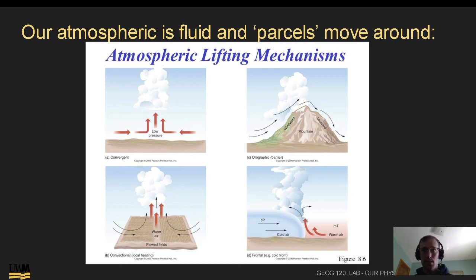There's also frontal lifting. Basically, when two fronts collide, the warmer front tends to move over the cold front. So the warm air would rise. That's called frontal lifting.